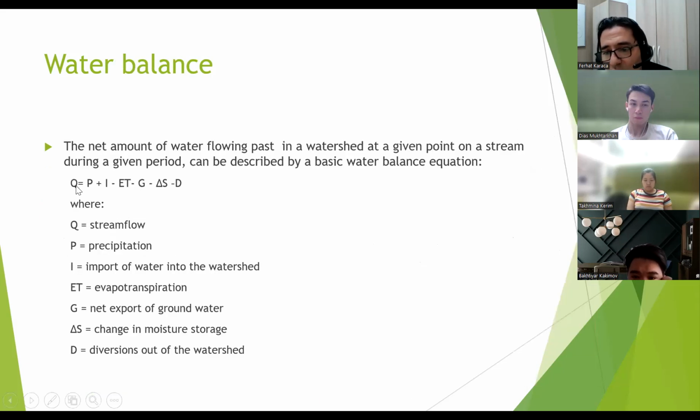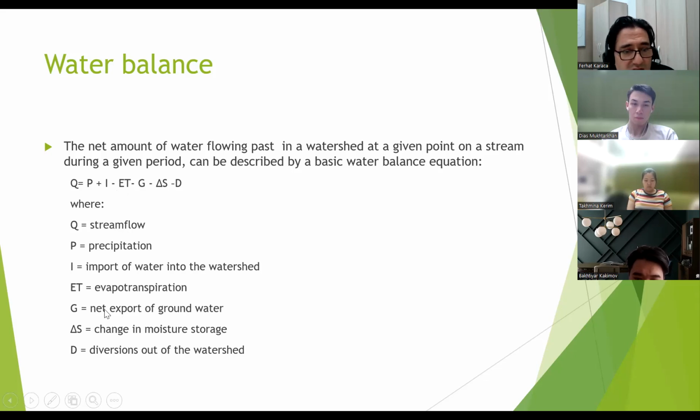So let's keep looking at this equation. It is a typical mass balance equation. Actually, it is very simple. So the amount of precipitation will be added. Is there any import of water into the watershed? For example, if you have a river system, and if that river brings some water into the watershed, it is going to be considered as an import, and you will add it. Any evapotranspiration, it means evaporation and transpiration from the plants, these are considered as losses. They are minus. You will subtract it.